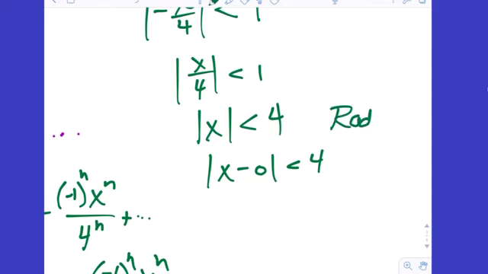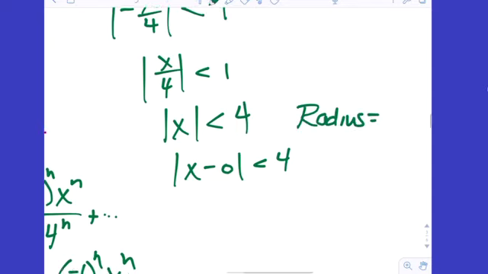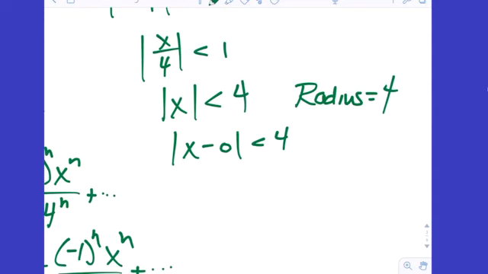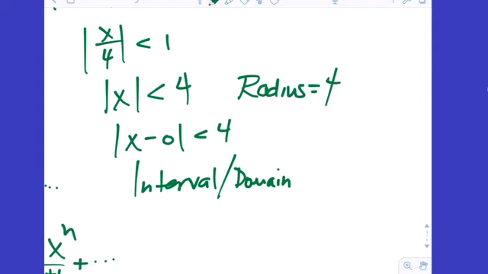So the radius is equal to what? 4, right? The radius is equal to 4. And because it's a geometric series, the interval of convergence, or domain of the series, should be what? Negative 4 to 4. Good. Without the endpoints, correct? Without the endpoints.